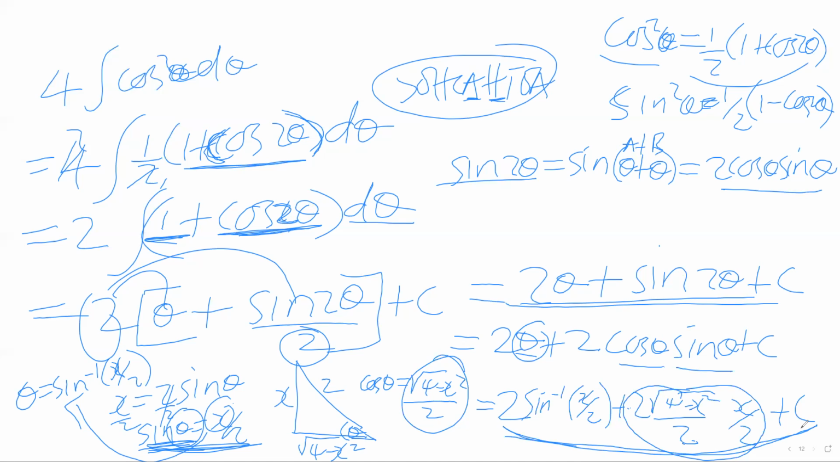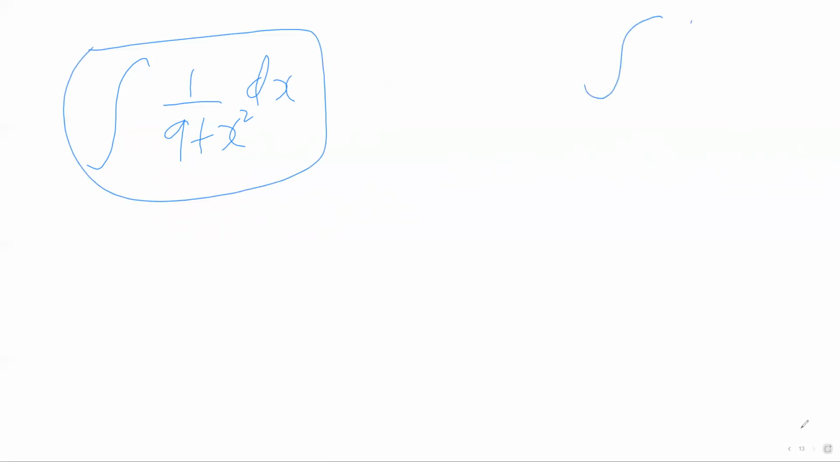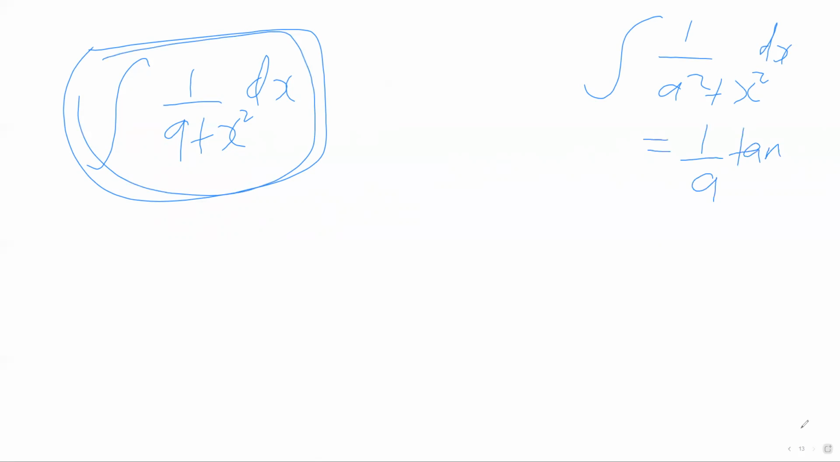The other thing, actually, if you remember very well, I think we had looked at 1 over 9 plus x squared. I just want to emphasize that we looked at integrating functions of that form, which is exactly this form. And we said the general formula is 1 over a tan inverse of x over a, plus c.